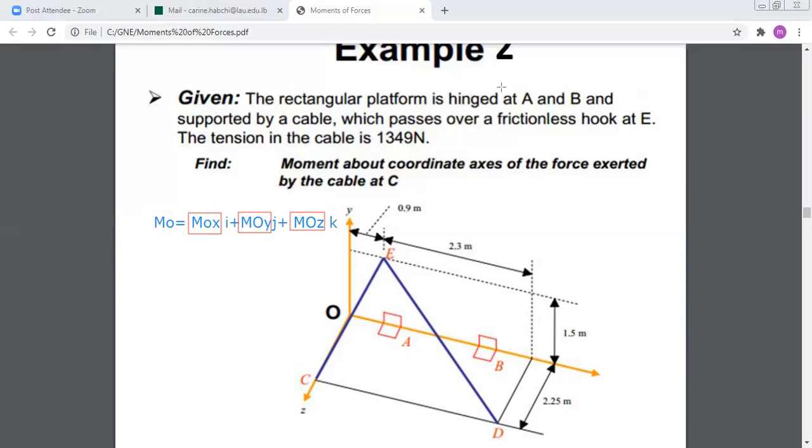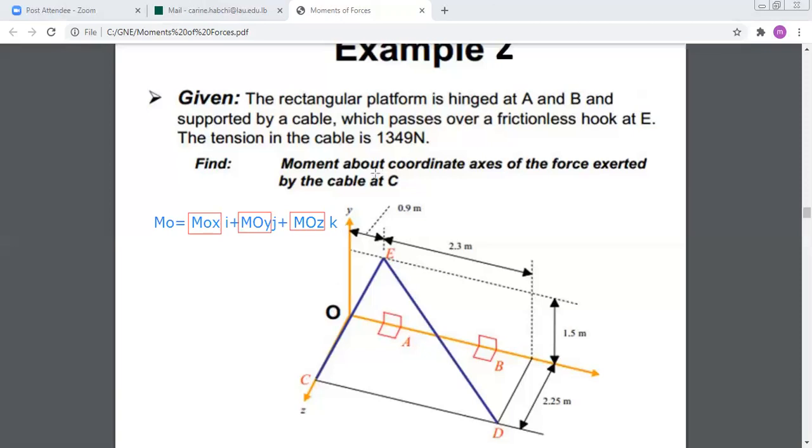So when they ask you here to find the moment about the coordinate axes, they mean by this small x, small y, small z, and small x, small y, small z all pass by point O. So it is like they are asking you, what is the moment of the force about O? Now, the second step is to write the moment in a vectorial form.